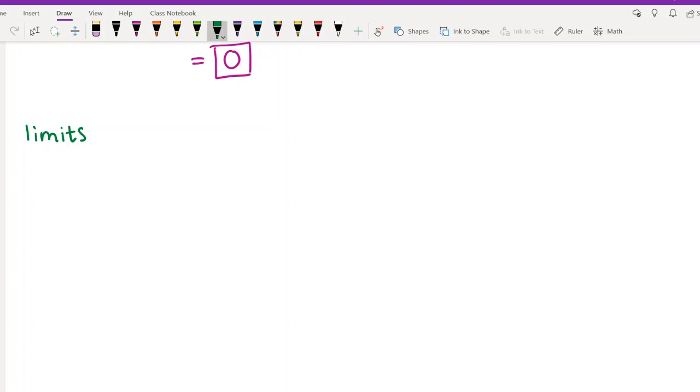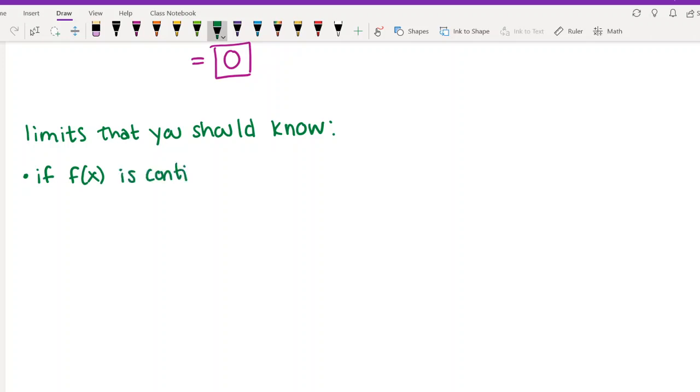These are just limits that, if this type of limit comes up, you can just say, okay, I know that this is the answer for that limit. So, limits that you should know. First, if you are taking the limit of a continuous function, and specifically if your function is continuous at the number where you're taking the limit, then we know that you can just take the limit by plugging the number in.